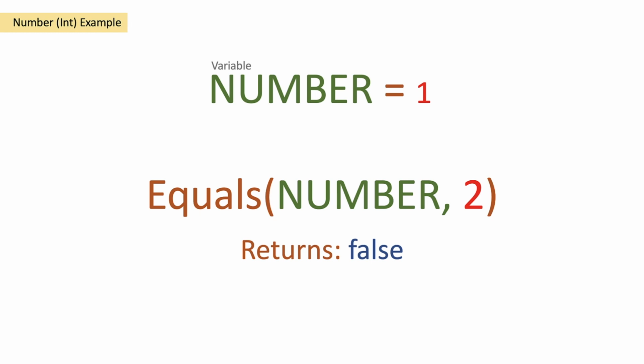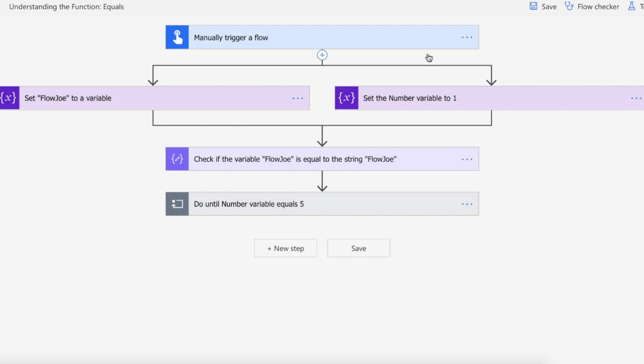So it allows you to compare two objects, and if they are the same, it will return true. And if they are different, it will return false. So let's actually take a look at this on PowerAutomate then. Okay, so I'm on PowerAutomate and I've got a manual trigger for my flow.